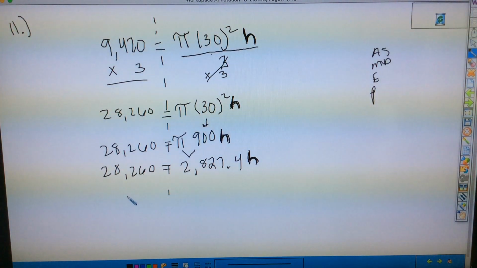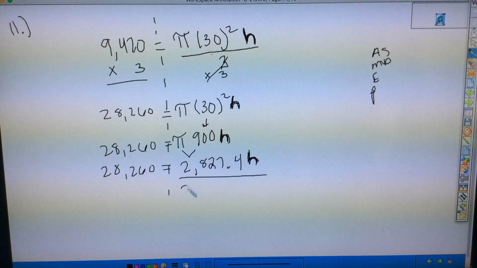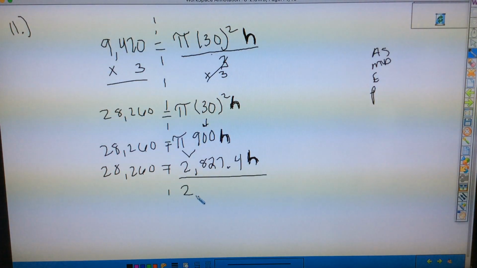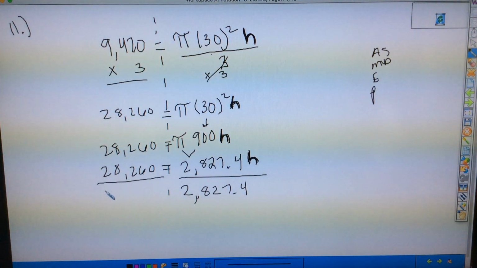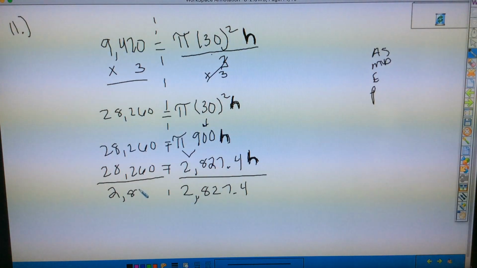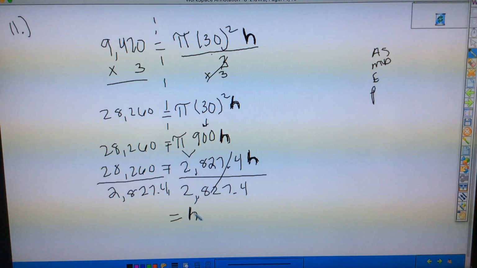28,260. So now I want to undo 2,827.4 times h by dividing. Divide by 2,827.4, and then go ahead and divide on this side as well by 2,827.4. This cancels out. What you're left with on the right is just h. And I'm going to let you guys wrap it up from here.